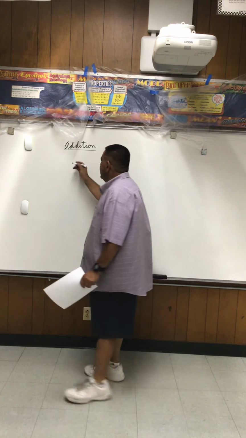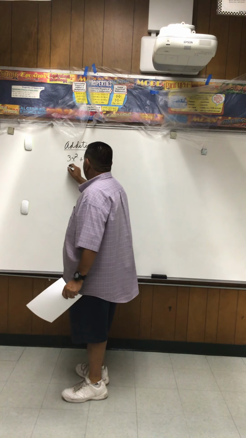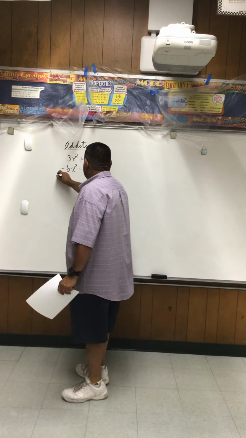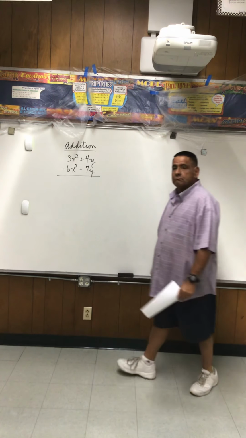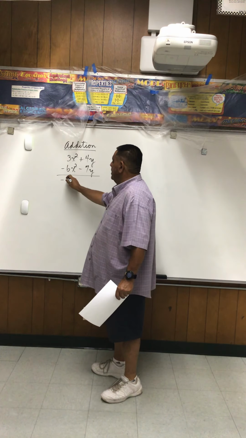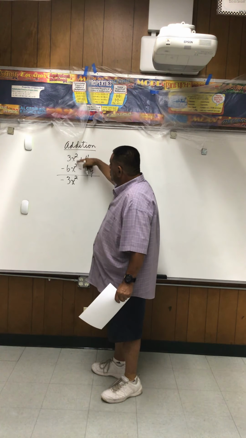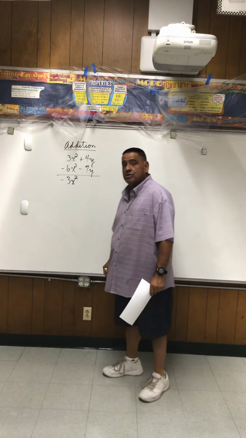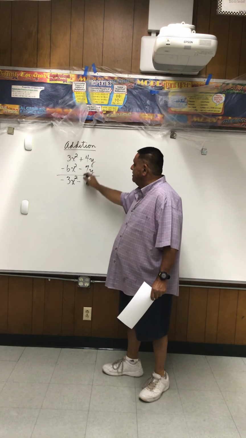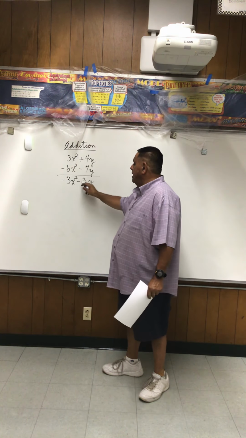So for addition, let's say I gave you a problem of 3x squared plus 4y and negative 6x squared minus 7y. And I said, add them. Okay, no problem, just add them. Numbers of the opposite sign, take the sign of the number with the greater absolute value, it means negative 3x squared. Remember, as long as the variables are the same, raised to the same power, you just bring them down when you add or subtract. Here, numbers of the opposite sign, take the sign of the number with the greater absolute value, negative. Take their difference, 3y. So the answer is negative 3x squared minus 3y.